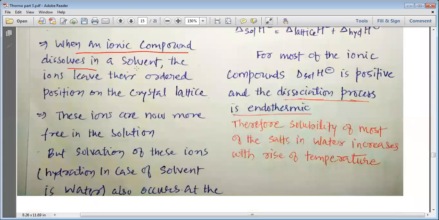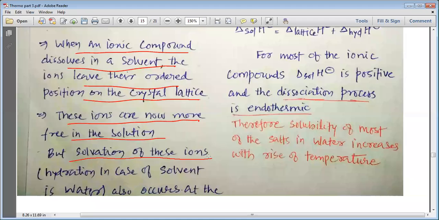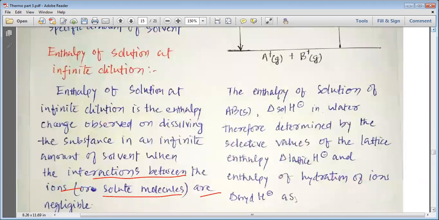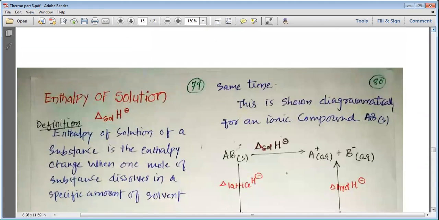When an ionic compound dissolves in a solvent, the ions leave their ordered position in the crystal. These ions are now more free in the solution, but solvation of these ions, that is hydration in the case of water, also occurs. So when an ionic compound dissolves in water, the ions come out from their ordered position, and then their hydration takes place. Solvation when the solvent is water is known as hydration. That is what we need to remember.